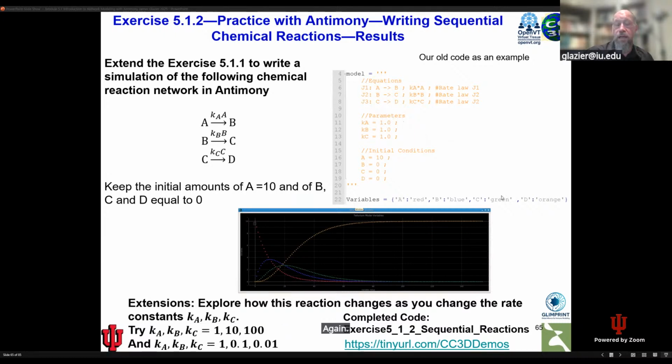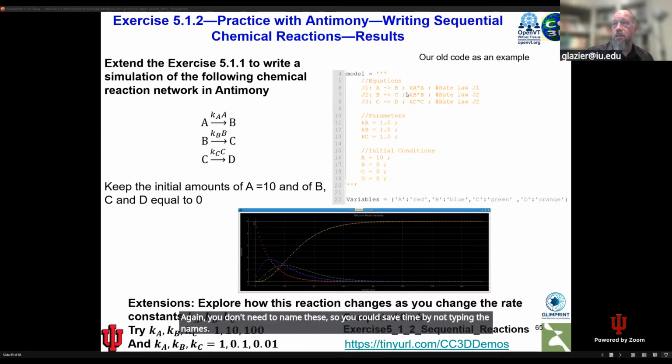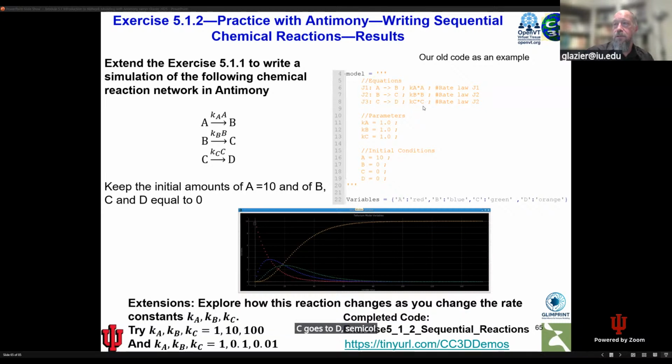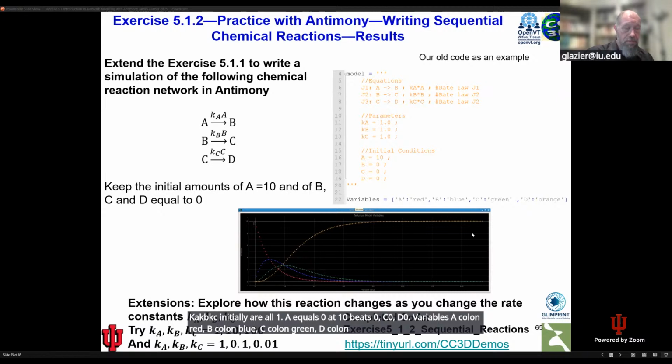Again, you don't need to name these, so you could save time by not typing the names. A goes to B, semicolon, Ka times A. B goes to C, semicolon, Kb times B. C goes to D, semicolon, Kc times C. Ka, Kb, Kc initially are all 1. A equals 10, B 0, C 0, D 0. Variables A colon red, B colon blue, C colon green, D colon orange.